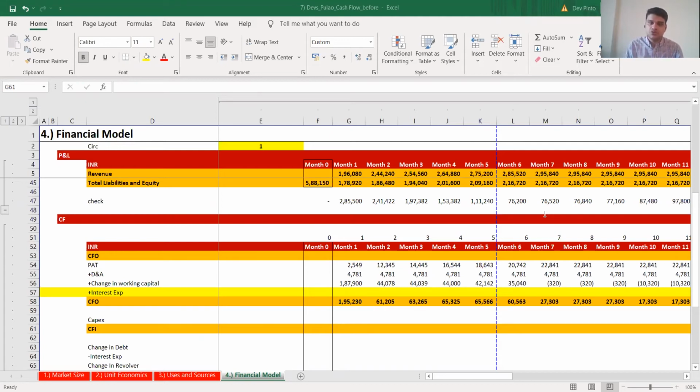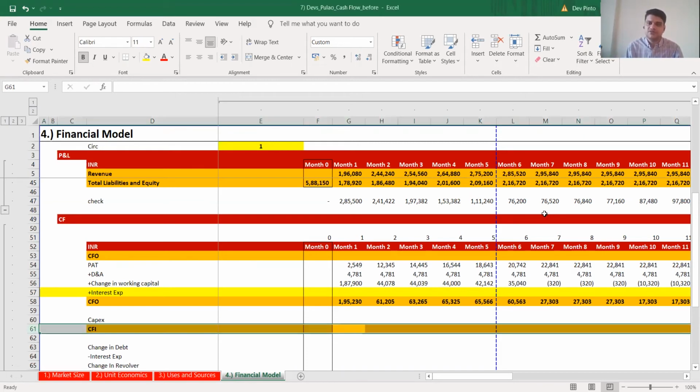So in this case, typically we will have two types of capex items, right? We will have growth capex in case we're going to grow this business. In the case of Dev's Pulao, for these 12 months, we're not going to grow the business in terms of our core capacity, but we have to at least maintain the wear and tear that our business faces, right? In terms of the utensils, the kitchen slabs.